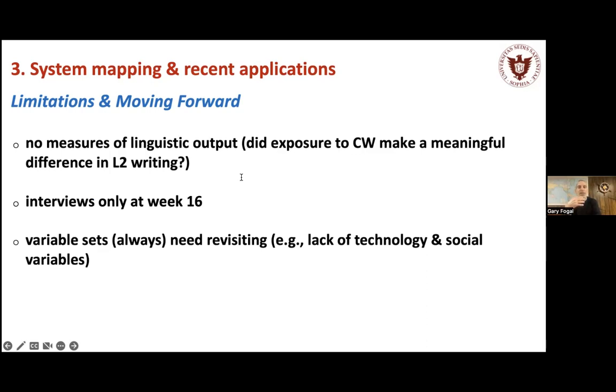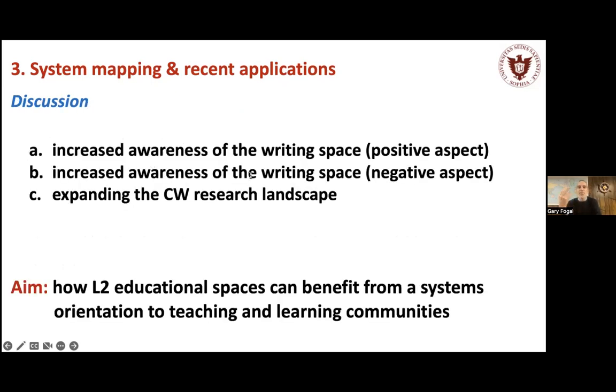For example, issues about how technology informed the landscape were not included, or social variables like socioeconomic status or ethnic or religious background, all of which have been shown to impact L2 development. But as I noted, I think these limitations, among others, also provide an avenue for strengthening the approach. So if we return to a summary slide of the discussion points, I think we can see how system mapping or systems thinking, and in particular system mapping, can help different stakeholders involved in education to better understand these localized contexts.